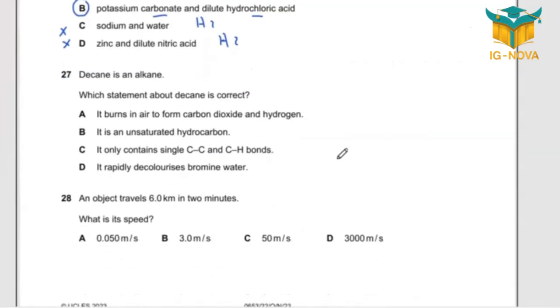Decane is an alkane. Which statement about decane is correct? It burns in air to form carbon dioxide and hydrogen. Wrong, water. Unsaturated, wrong. Alkane means saturated. It only contains single carbon-carbon and C-H bonds. Let's think about it. It rapidly decolorizes bromine water. Wrong, that must be an alkene, meaning it has a carbon-carbon double bond. So option C.